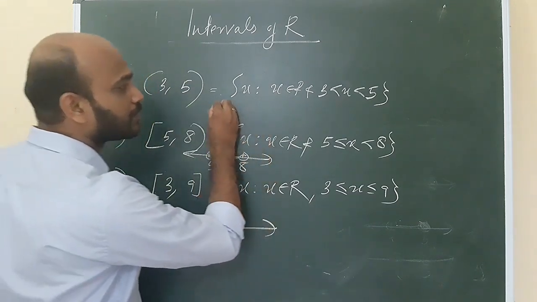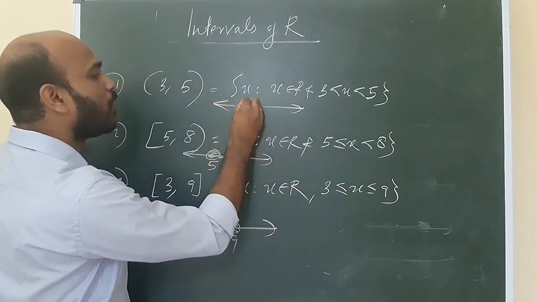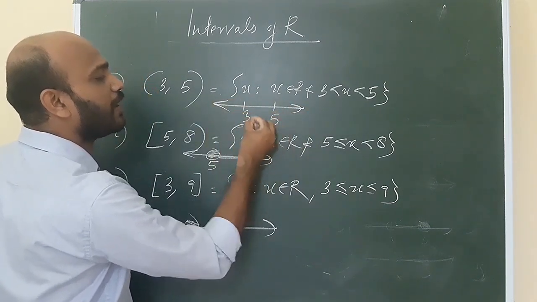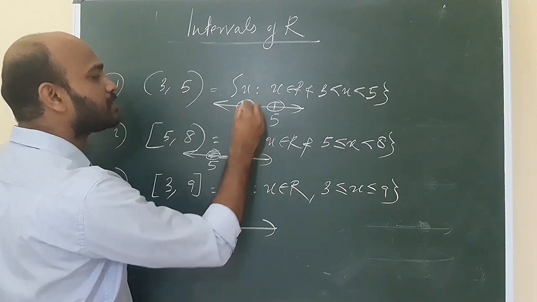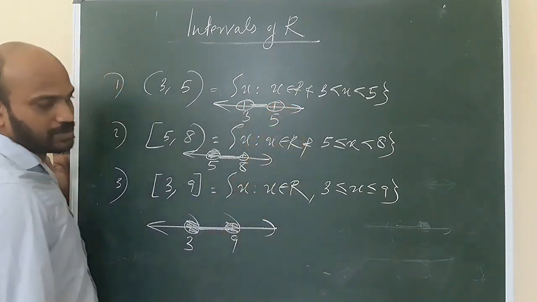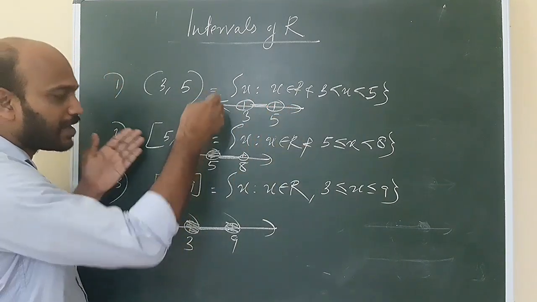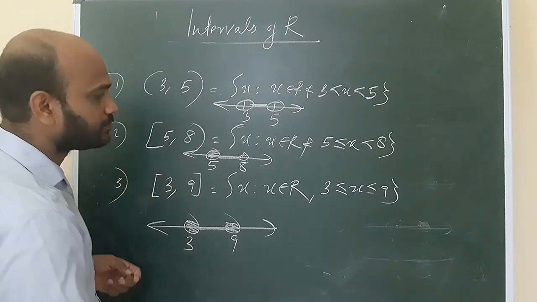Okay. What about the first question? Open. No? So 3, 5, 2 circles. You have to join the 2 circles. On a number line, we can represent it in this way.